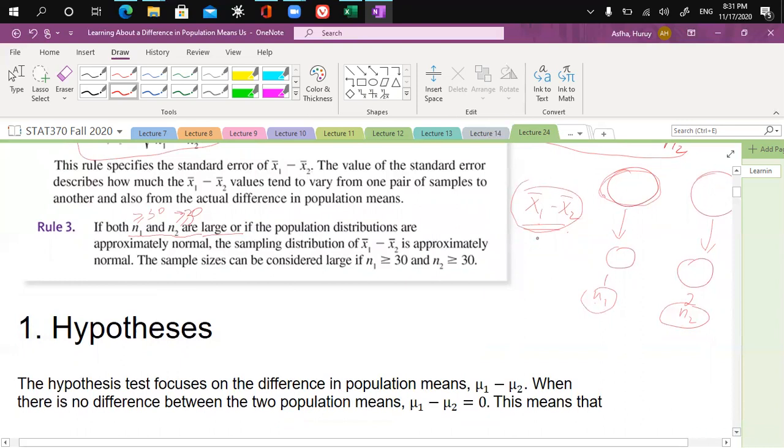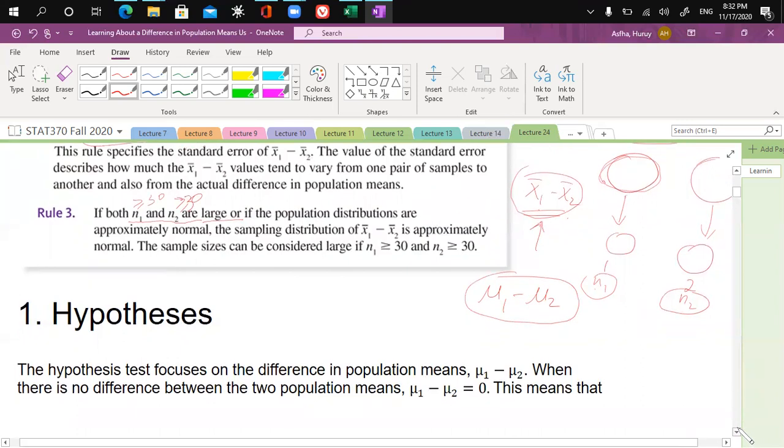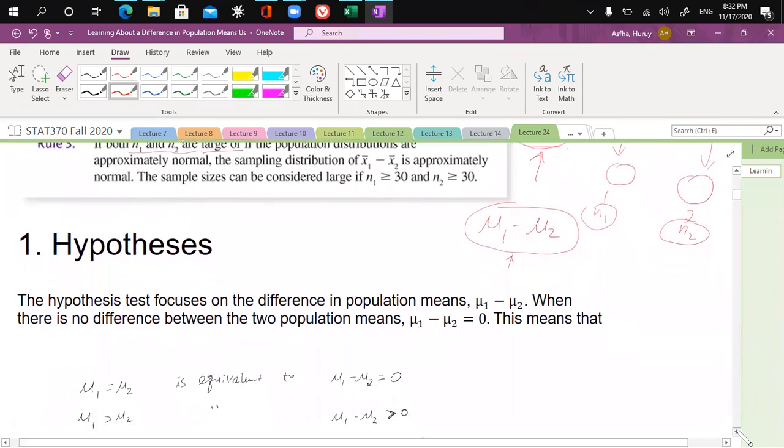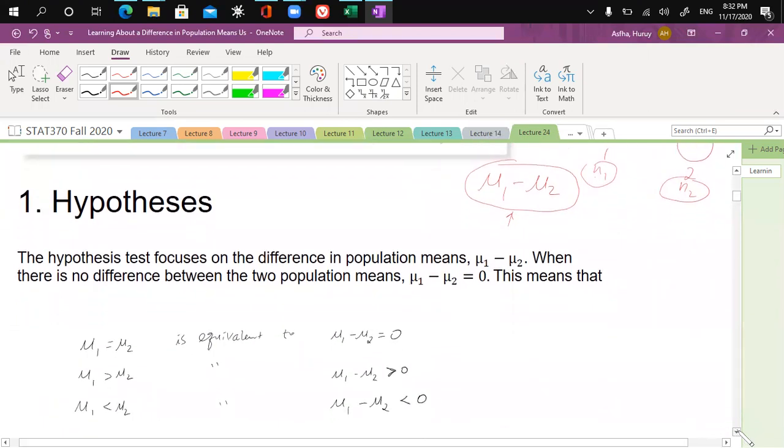So how do we use this to estimate mu1 minus mu2? When I say estimate, I mean make inference about this one. We know there are two types of inferences. One is the hypothesis test, and the other one is the confidence interval. And we are going to see how to make a hypothesis test and a confidence interval for this population parameter. All right, now let's start with the hypothesis.